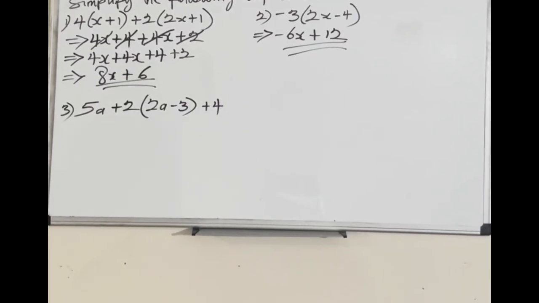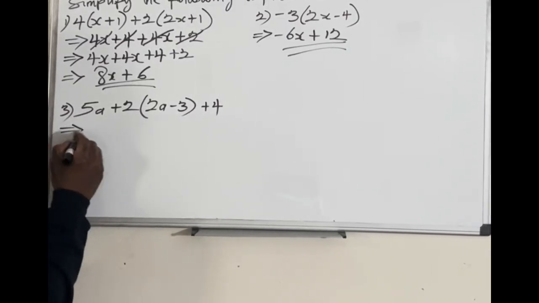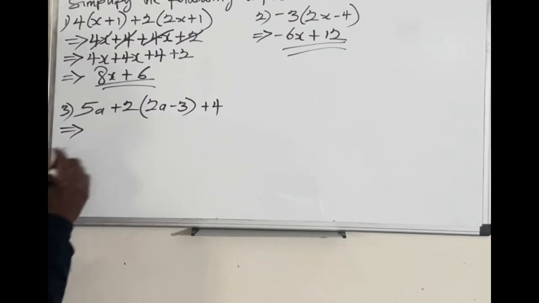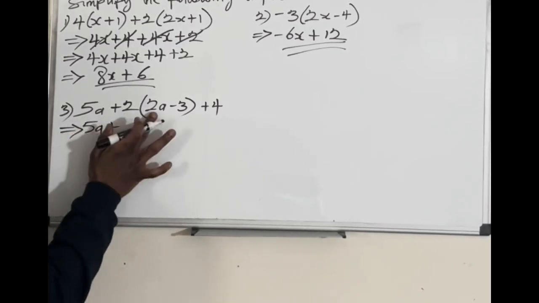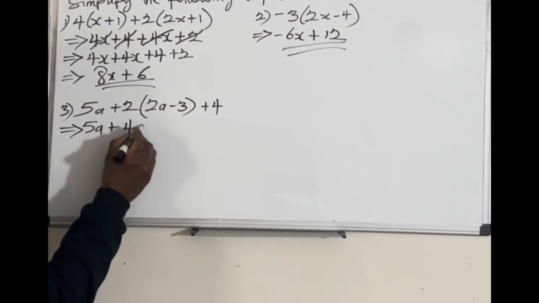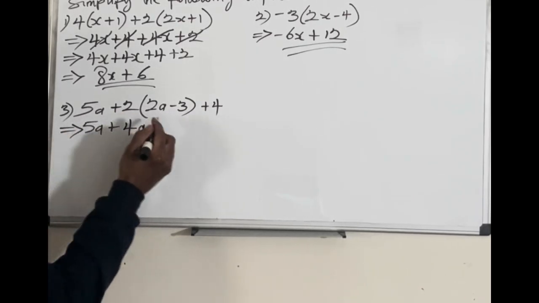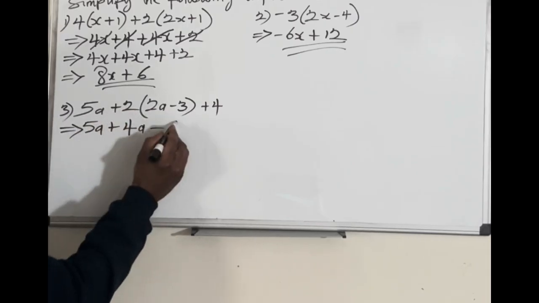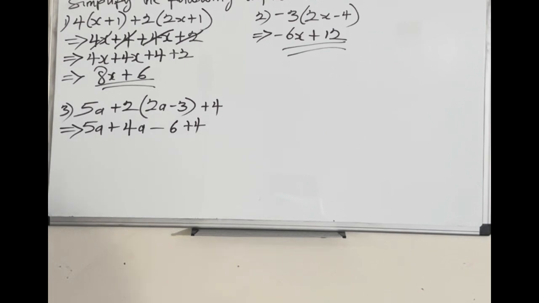So we have another third question. There's a bracket. The rule said take away the bracket, group like terms, and then continue with your working. So you have to take off the bracket. 5a plus 2 times 2 is what? 4a. Positive and negative will be what? Negative. So negative 2, 3, 6, and plus 4. We've taken the bracket away.